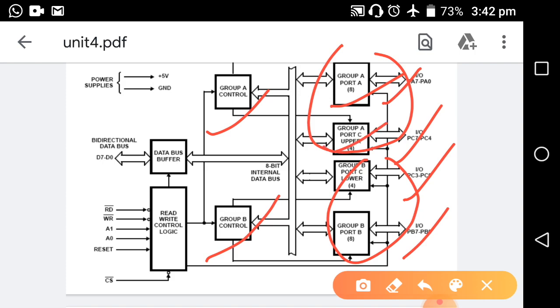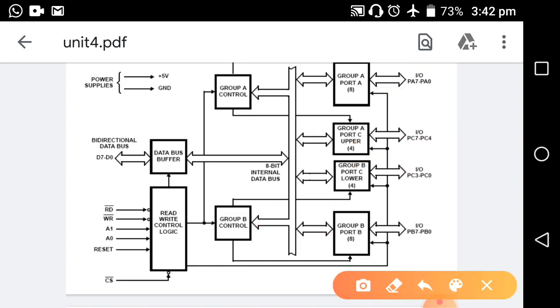So there are 2 lines, the lower line and the upper line. This upper line comes to the group A and the lower line comes to the port C upper, which controls the group A. So to control the group B, the group B section control provides the control signals to the lower 4 bits of the port C as well as the total 8 bits of the port B.